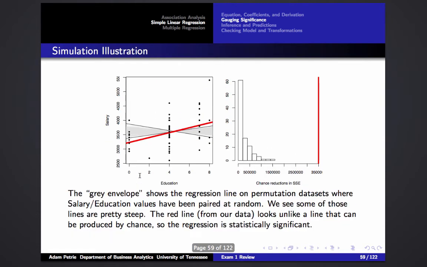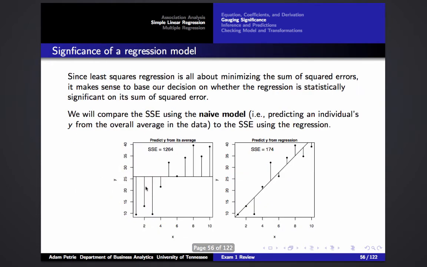So back a few slides, we saw the naive model and the regression model for predicting y. This is the sum of squared errors from the naive model. This is the sum of squared errors using the regression. Basically, the r squared value is the percentage reduction in the sum of squared error when we go from the naive to the regression. So there's a very large reduction here. The percentage reduction relative to the naive model is that value of r squared.